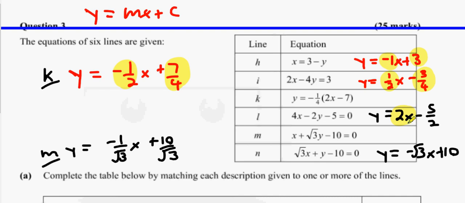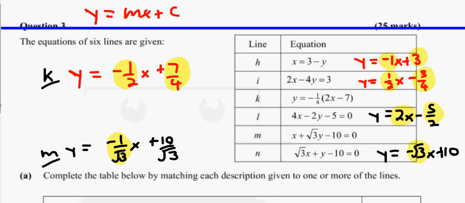They're perpendicular to each other, aren't they? One of them's minus a half and the other one is 2. Turn upside down, change the sign. They're perpendicular to each other. The next one is minus 1 over root 3 and minus root 3. They're not perpendicular to each other, are they?